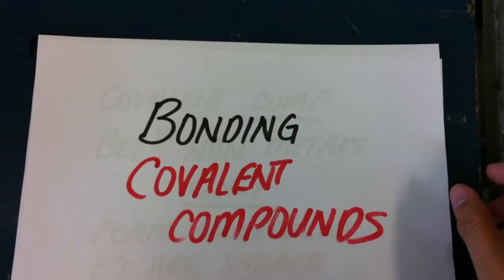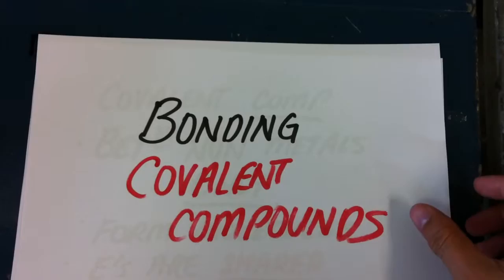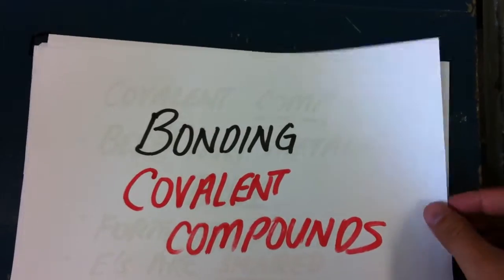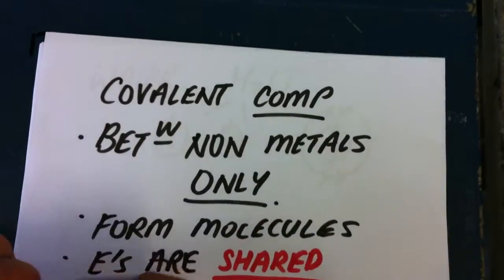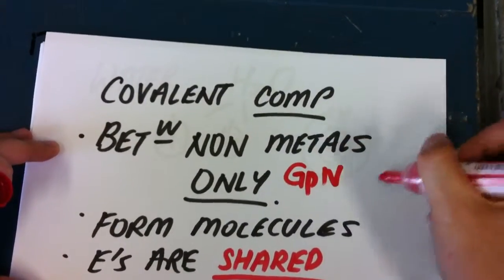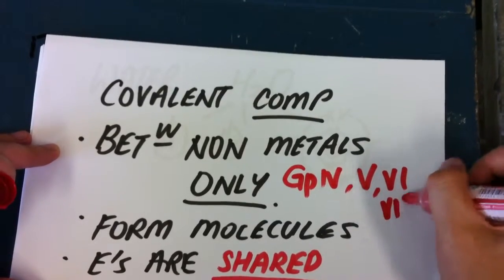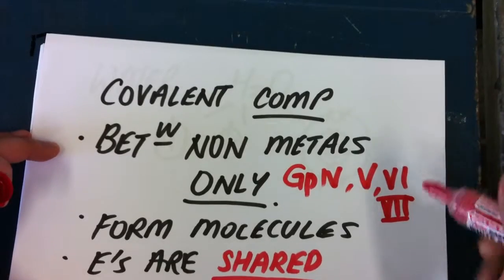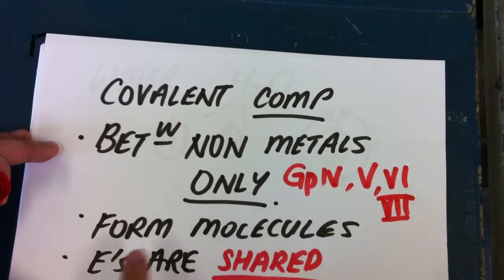The next type of bonding that we have to learn is covalent bonding, or that forms covalent compounds. So these are the things that you need to know. Covalent compounds are formed between non-metals, and non-metals are usually found in group 4, 5, 6, and 7. What happens is they will form molecules, and the electrons are shared.